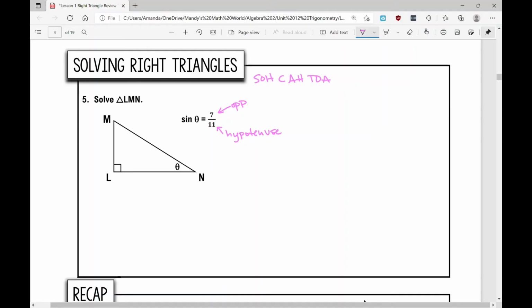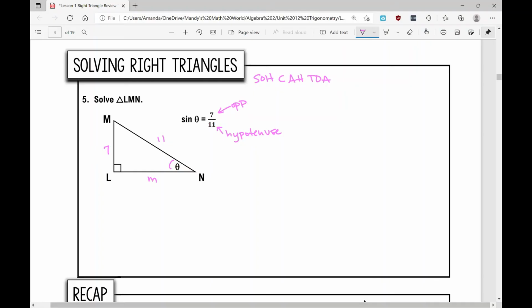So that means that relative to this angle measure right here, theta, the opposite side has a length of 7, and the hypotenuse has a length of 11. So now, let's call this down here. We know that this angle is m up here. I'm going to call this a lowercase m, okay? So now we need to use some trig functions to find these angle measures and the length of this missing side.